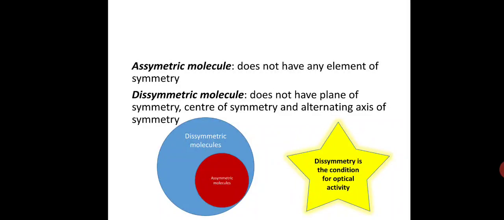And what is chirality? Chirality is non-superimposability of a molecule and its mirror image. And coming to symmetry, all dissymmetric molecules will show optical activity, and dissymmetry is the basic condition for optical activity. That's all. Thank you.